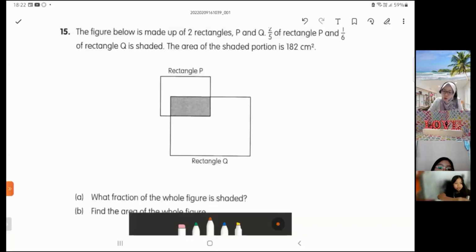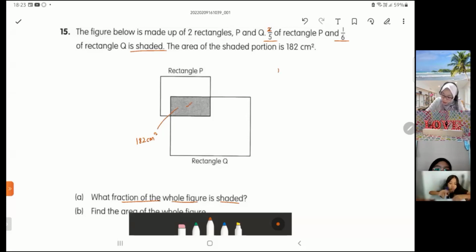The figure is made of two rectangles. You can see rectangle P and rectangle Q. 2 out of 5 of rectangle P and 1 over 6 of rectangle Q is shaded. This part here, this shaded part. The area of the shaded portion is 182 cm squared. What fraction of the whole figure is shaded?